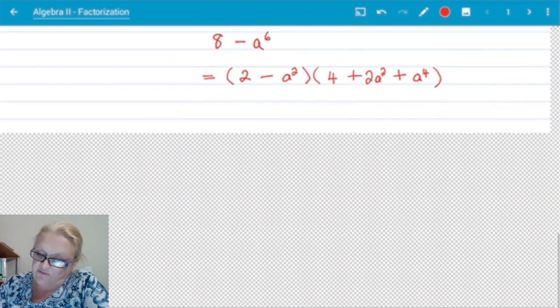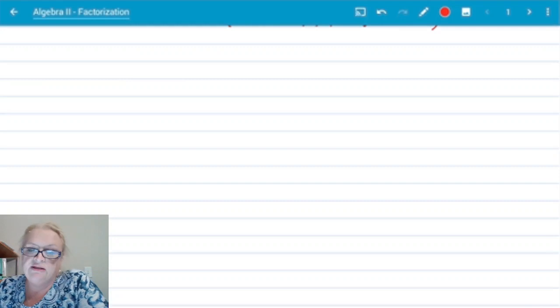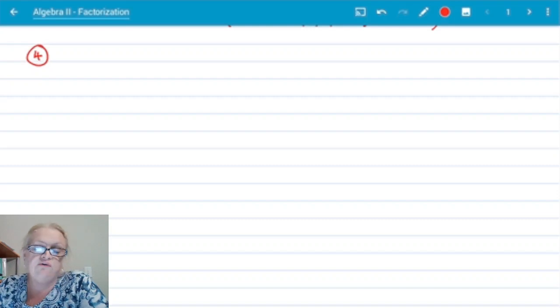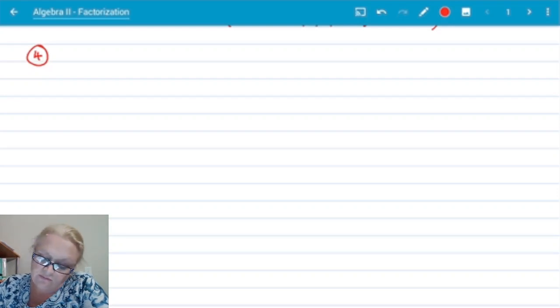The next type of factorization we need to deal with is a trinomial. Now there are 2 types of trinomials, so I will actually refer to them as easy trinomials and tough trinomials. Let's do the easy ones first.